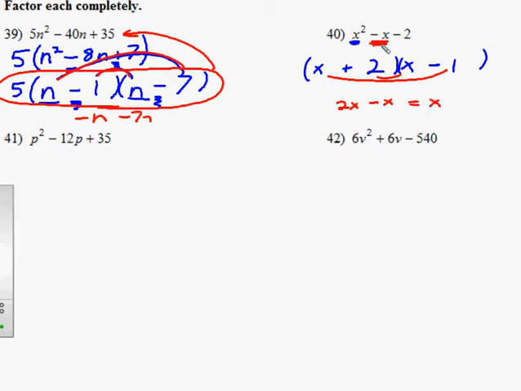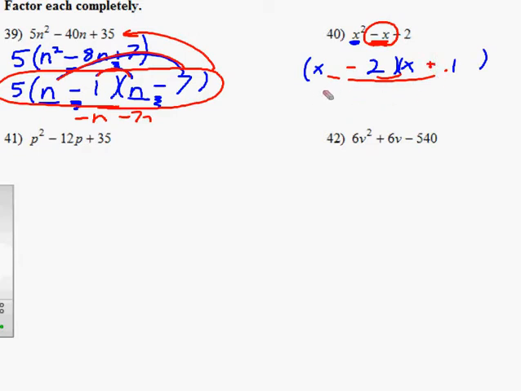And so looking up here, we're close. We want a negative x. We got a positive x. So what happens if you get the opposite of what you want is you switch your two signs. So we had a positive 2 and a negative 1. We're going to switch those signs, and we're going to make this a negative 2 and a positive 1.